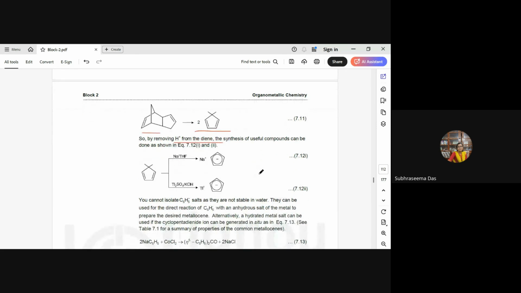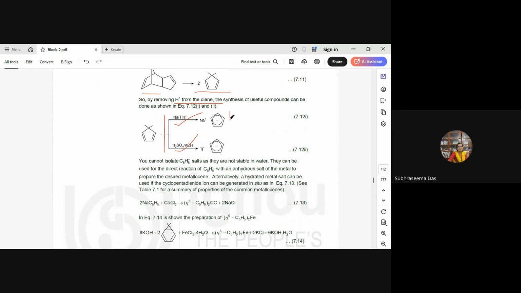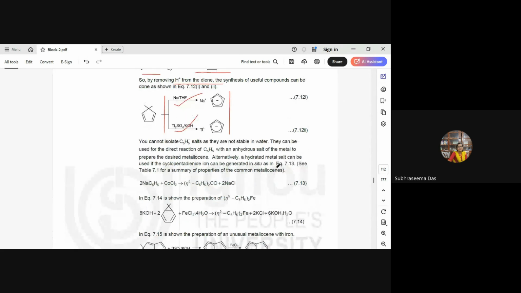The synthesis here shows how we remove this. It is done by using sodium in THF or Tl2SO4 in potassium hydroxide, and we get the cyclopentadienyl ligand. So here this is how C5H5 minus is formed. These C5H5 minus, or cyclopentadienyl ions, are not stable in water.